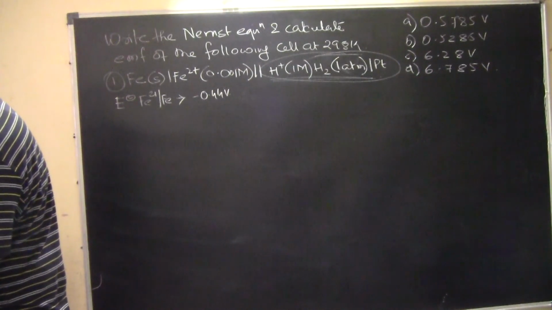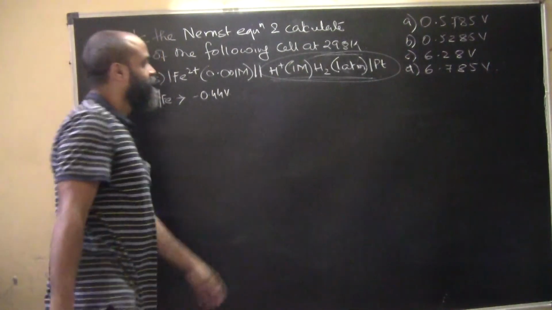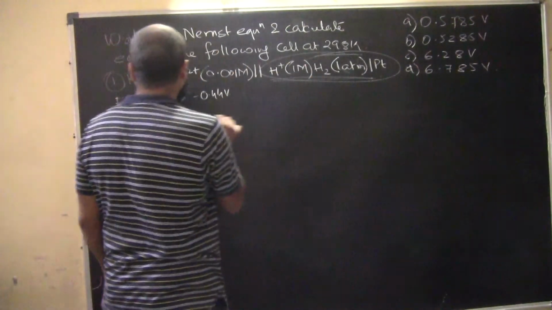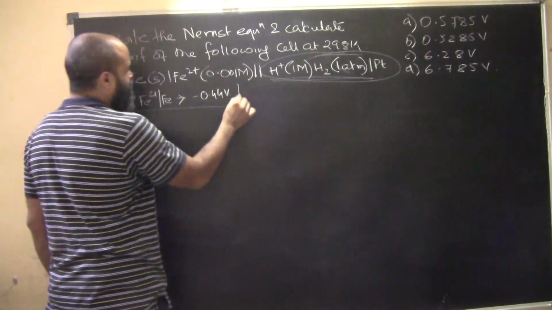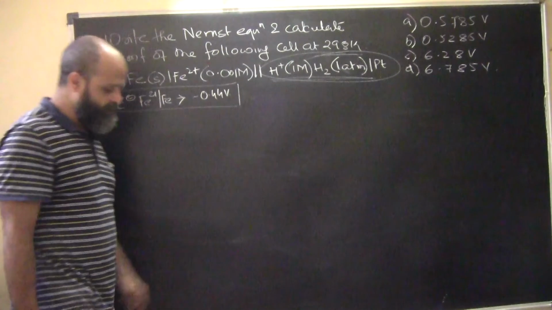Let me just check. Okay, so here the hydrogen ions, it's written. So this is going to act as the anode and this is going to act as the cathode. Now here the EMF or the standard reduction potential of iron is given as minus 0.44.